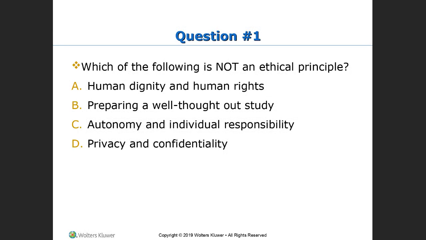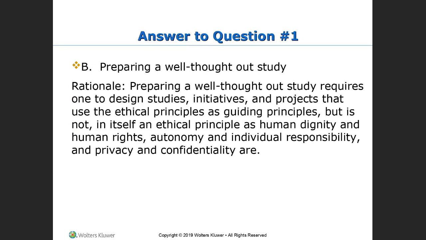Question number 1, which of the following is not an ethical principle? A, human dignity with human rights. B, preparing a well thought out study. C, autonomy and individual responsibility. And D, privacy and confidentiality. The answer is B. Although a well thought out study is super important, it is not an ethical principle. The other 3 listings are actually ethical principles.